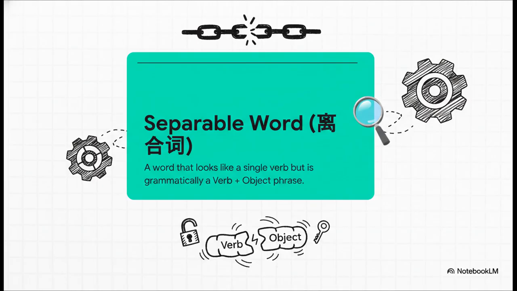And here's the official term for these tricky little words, 离合词, or separable words. Now, the name gives you a clue. They look like one single verb, but here's the big secret. They're not. They're actually a little package deal, a verb and its very own object, all bundled together.